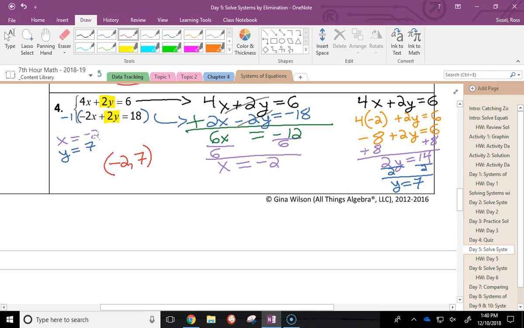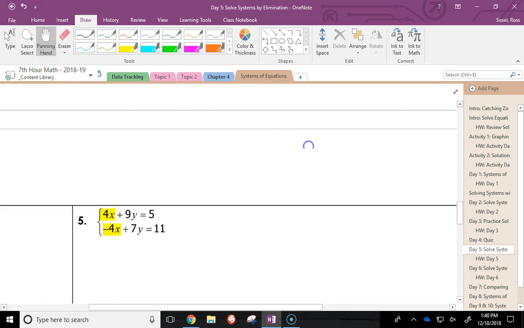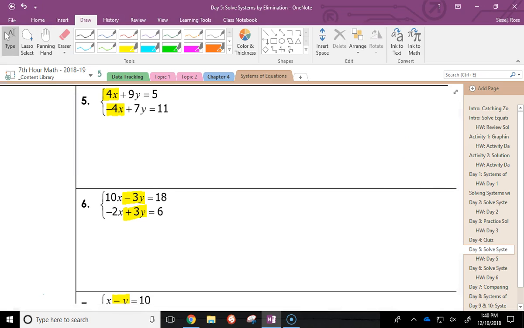2 problems I'm going to look at, and I'm not going to work them. I just want you to visually see something before you get started. On number 5, you guys already highlighted, you said we're going to focus on the x because it's 4x and a negative 4x. What is different between that and all the other ones we've done? Rylan? Good. Their values are already opposites.